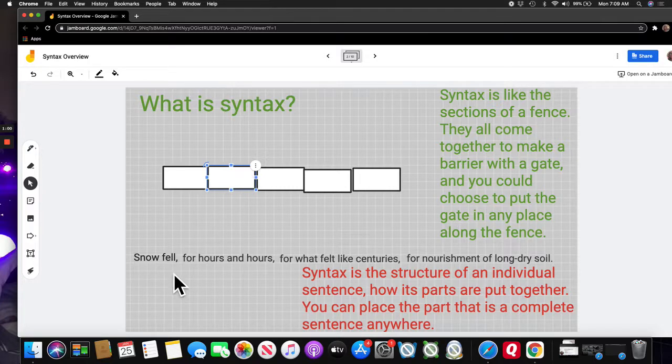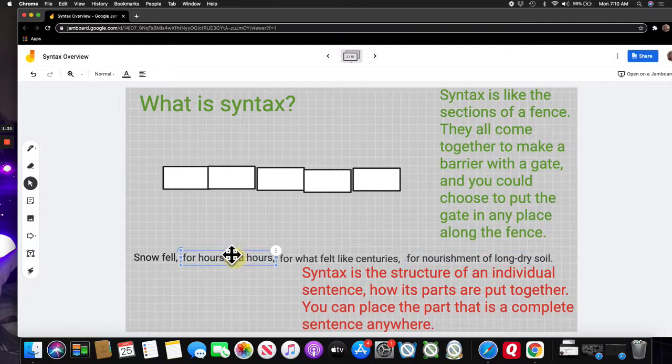So for example, here in my syntax example, snow fell. I could put a period there. We could exit the sentence right here. But instead it goes on for hours and hours, for what felt like centuries, for nourishment of long, dry soil. I want to show you guys that syntax is actually about these individual units and how they're structured.